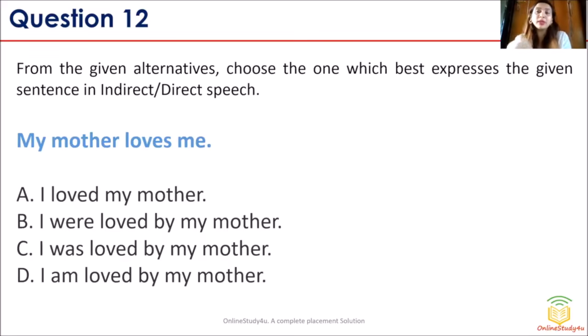Now my mother loves me, which means mother is still loving. So loved is the past tense, right? It's more like what you would use for your opposite gender person. I was loved by my mother. Again, this has also become past tense, that now she does not love me anymore. So then it would have been my mother loved me. Then the correct answer would be I was loved by my mother. But when the correct answer is my mother loves me, then I am loved by my mother, which means this action is still happening. I am still loved by my mother. That is your correct answer.